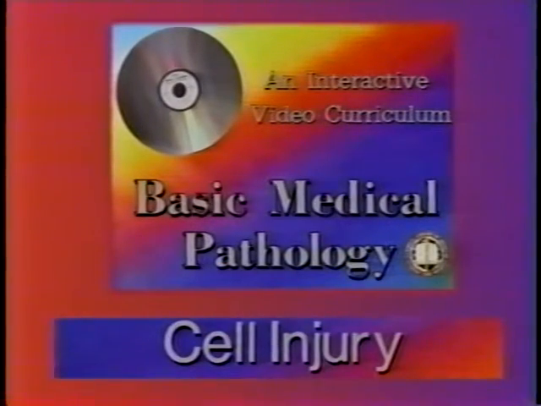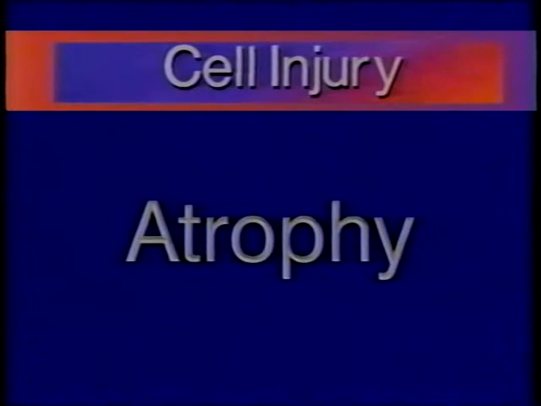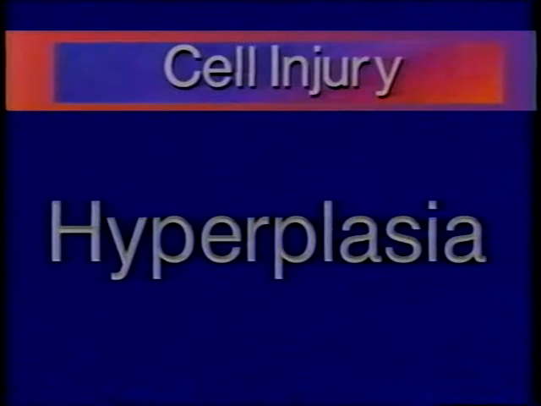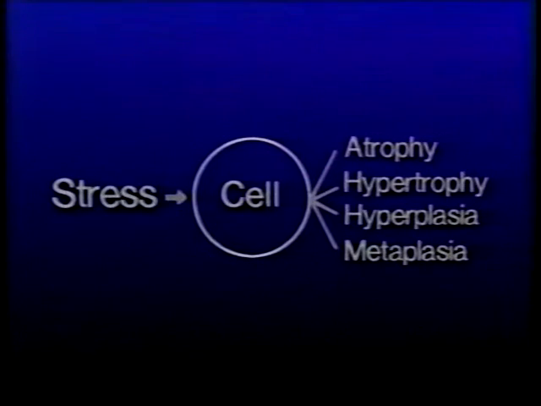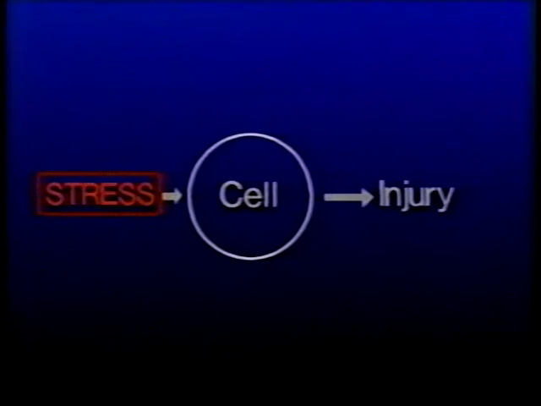This program examines some of the morphological expressions of cell injury. Cells and tissues may respond to environmental changes by using several adaptive mechanisms, such as atrophy, hypertrophy, hyperplasia, and metaplasia. However, there are limits within which a cell is capable of adapting to environmental stress. When such limits are exceeded, the cell can no longer adapt and it will show signs of injury.